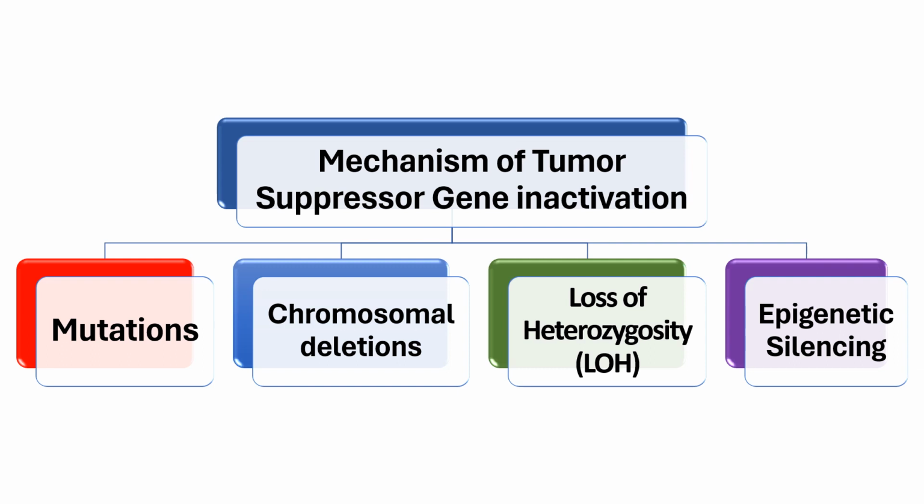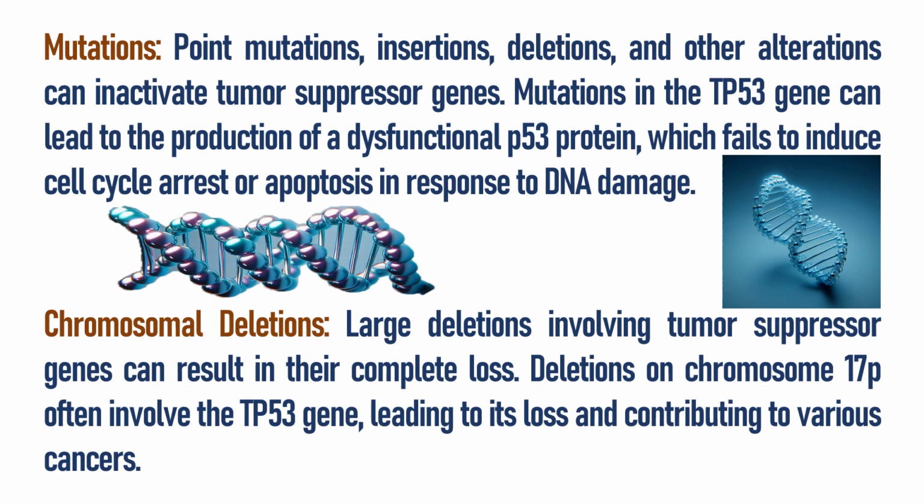What are the mechanisms involved in tumor suppressor gene inactivation? These are mutations, chromosomal deletions, loss of heterozygosity, and epigenetic silencing. Point mutations, insertions, deletions, and other alterations can inactivate tumor suppressor genes. Mutations in the TP53 gene can lead to the production of a dysfunctional p53 protein, which fails to induce cell cycle arrest or apoptosis in response to DNA damage.